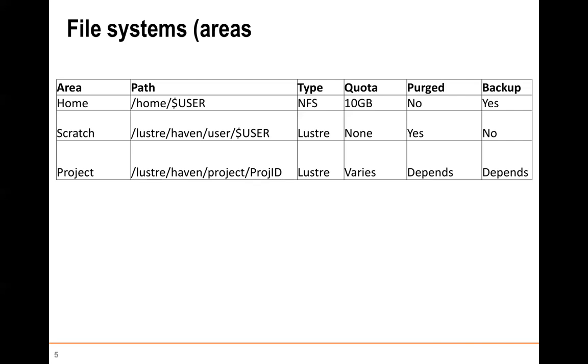Now, we do have project directory space that's also available. So it's in Lustre, Haven, Project, and then your project ID, whatever that happens to be. It might be ACF-UTHSC 0011 or something like that. You can request that space. You don't get that space automatically, but that space can be requested. It is stored in Haven, so it is a Lustre-based file system. The quota will vary. It'll depend.